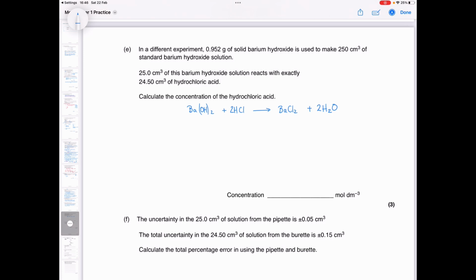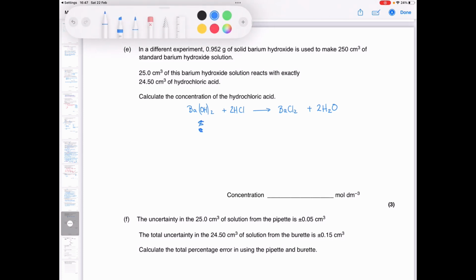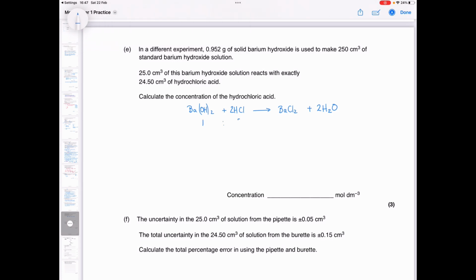Calculate the concentration. I've lost my train of thought. Okay, so it's a 2-to-1 ratio. So we'll work out how many moles of barium hydroxide we have, and we will have twice as many moles of hydrochloric acid.